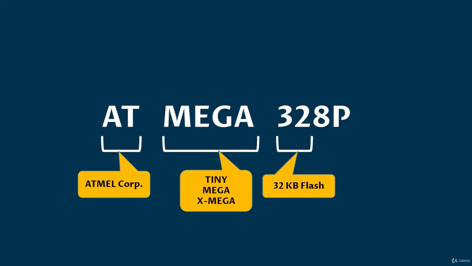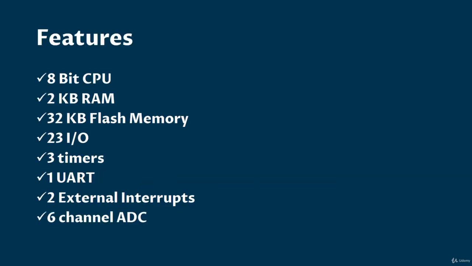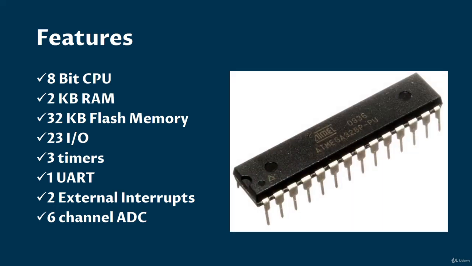The microcontroller has a 32 KB flash memory where our programs get stored. 2 KB RAM is also available for temporary data storage. The first point is the controller has an 8-bit CPU, so it can process 8-bit data at a time. The IC has 23 input and output pins, out of which 20 pins are usable in our Arduino Uno board. 3 pins are unusable.